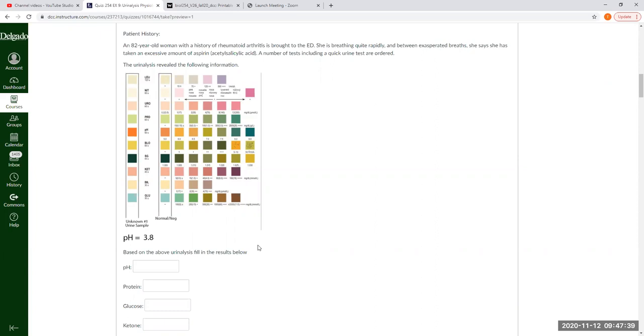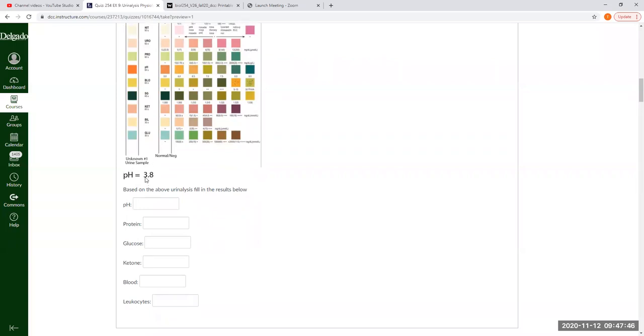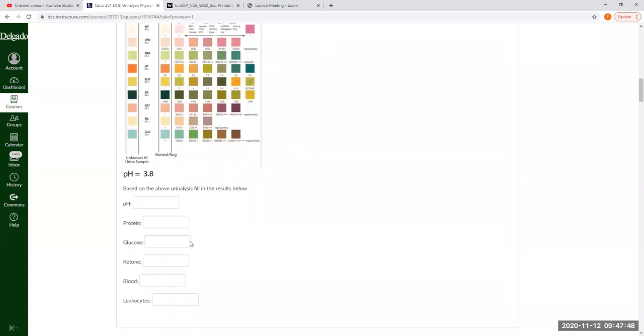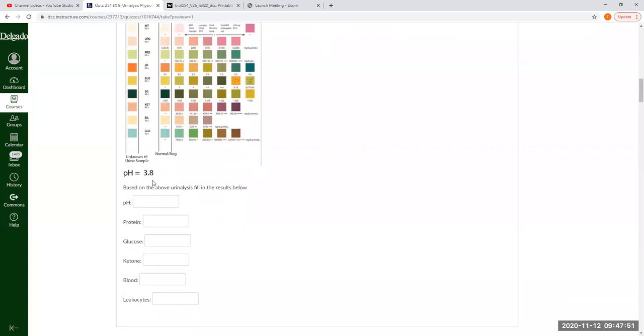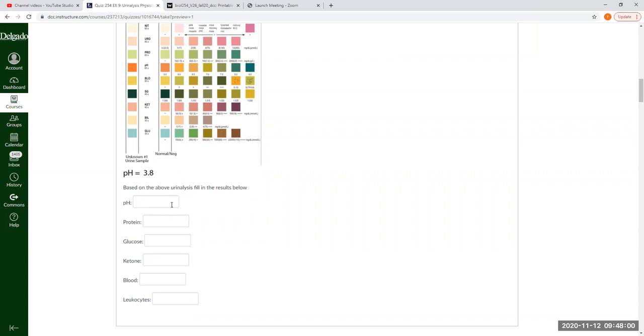Well, since I can't tell exactly what the number is, they went ahead and put the number for you right here. So the pH, when they did a urinalysis on this lady, her pH of her urine was 3.8. Is that normal or abnormal? Abnormal. Well, you were right here, abnormal acidic or abnormal low. Then you would go up there and read the color for protein, the one for glucose. See, the glucose is normal, ketones, and just write normal. You would write normal or abnormal.